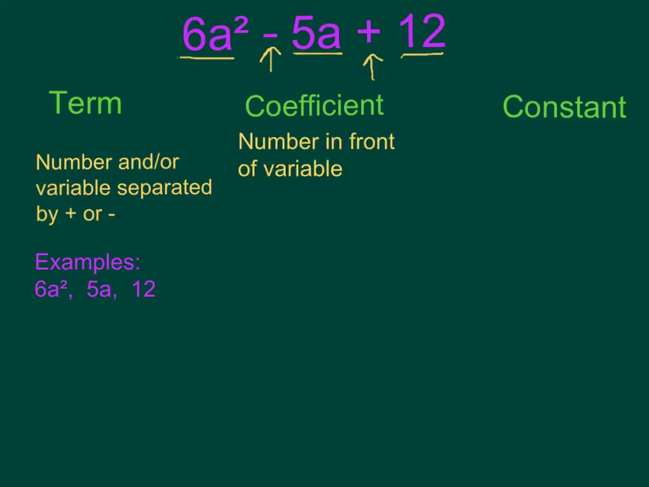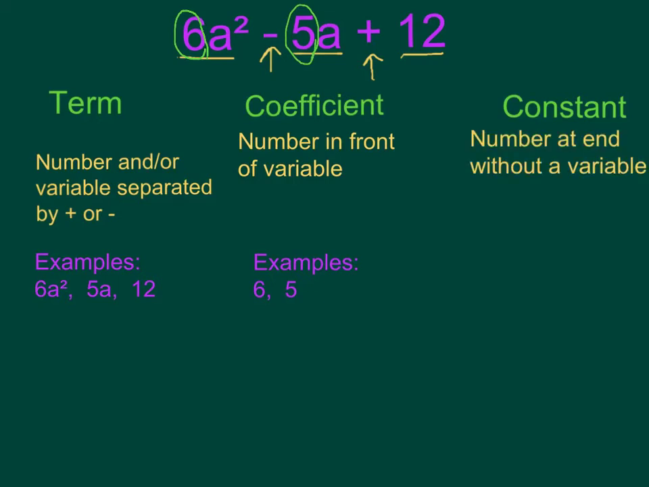The term coefficient represents the numbers in front of each variable. So we have the coefficient of 6 and the coefficient of 5. And finally we have the word constant, which represents the number that's at the end that does not have a variable. The number 12 is the constant in this example.